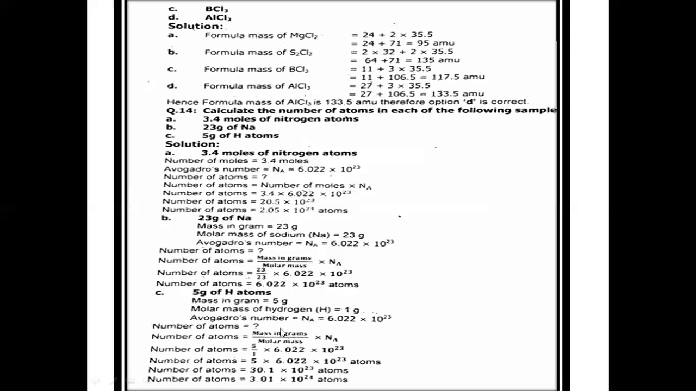In the same case, we will also use the previous formula, because again mass is given and they ask about the number of atoms. So mass in grams is given, only 5 grams. Molar mass of hydrogen is 1 gram, and Avogadro's number you have to learn. So 5 over 1 into Avogadro's number gives us the answer 30.1 into 10 power 23, or 3.01 into 10 power 24.